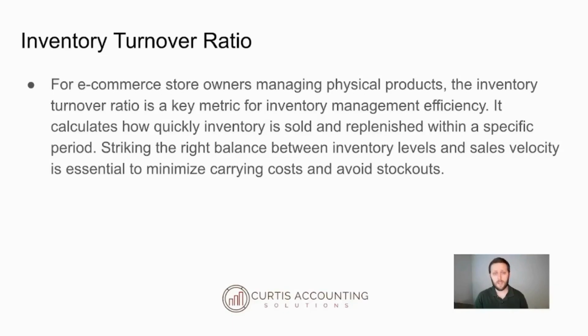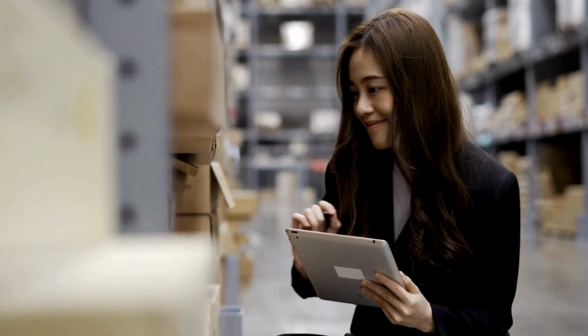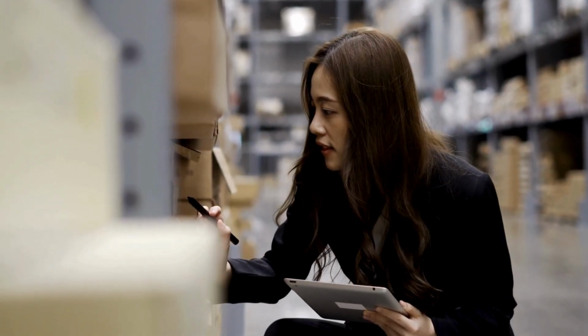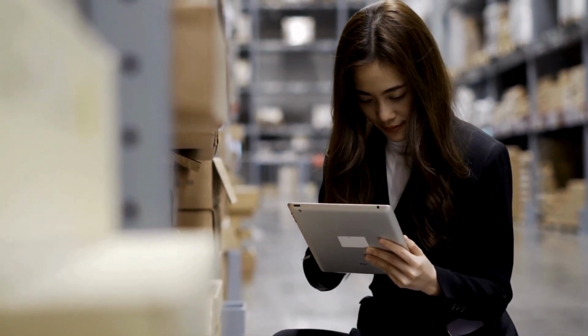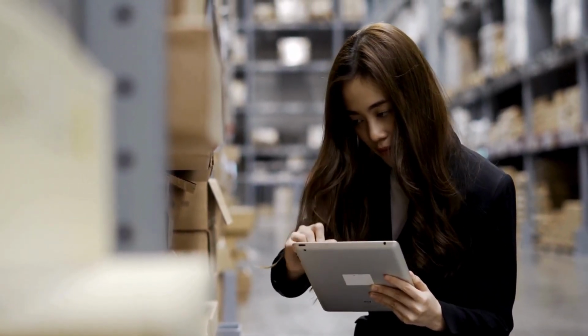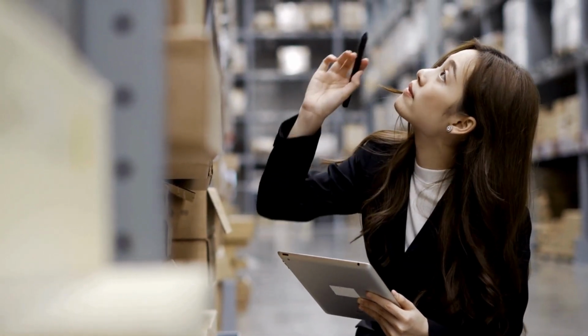For businesses that are managing physical products, the inventory turnover ratio is a key metric for managing your inventory efficiently. It calculates how quickly inventory is sold and replenished within a specific period. Striking the right balance between inventory levels and sales velocity is essential to minimizing carrying costs and avoiding stockouts. So let's calculate the inventory ratio using the information we have.